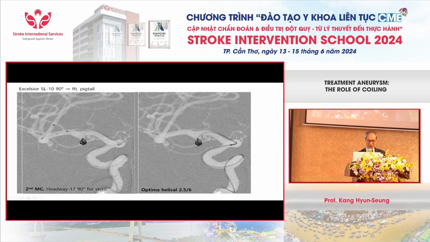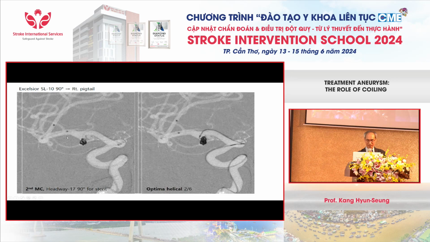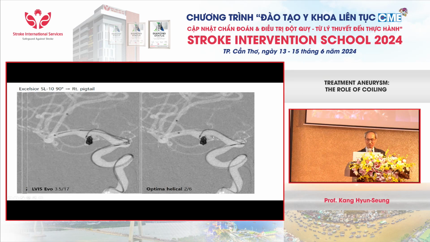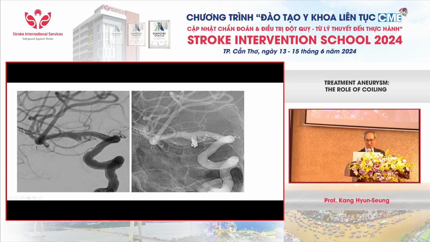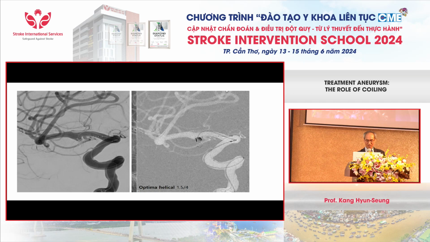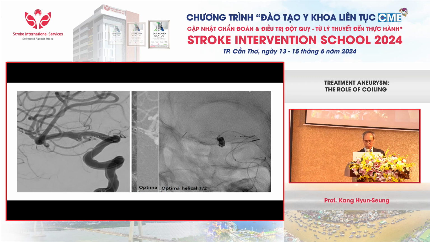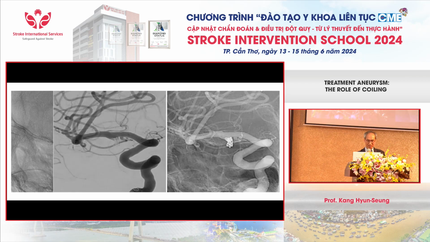So I place the second microcatheter for the stent placement. And now introduce a second coil, another helical coil. But the aneurysm microcatheter is starting to be kicked off. So I place the stent here. In this case, I place the Enterprise or LVIS Evo. We can appreciate the entire stent. And I continue to coil this aneurysm. Another helical coil, 1.5 by 4, and another helical coil, 1 by 2. So I complete the procedure like this, achieving near complete occlusion of the aneurysm.